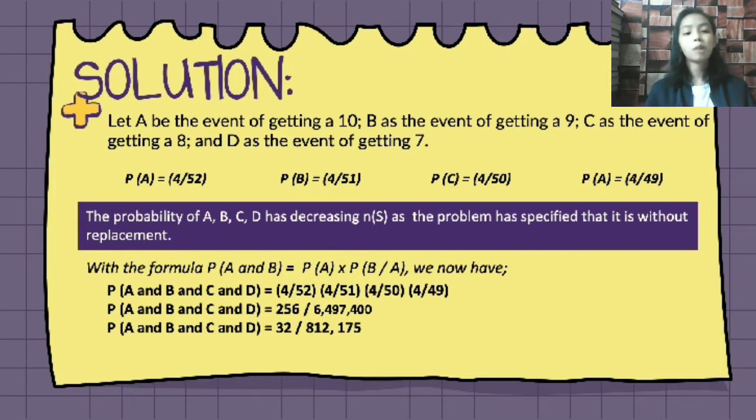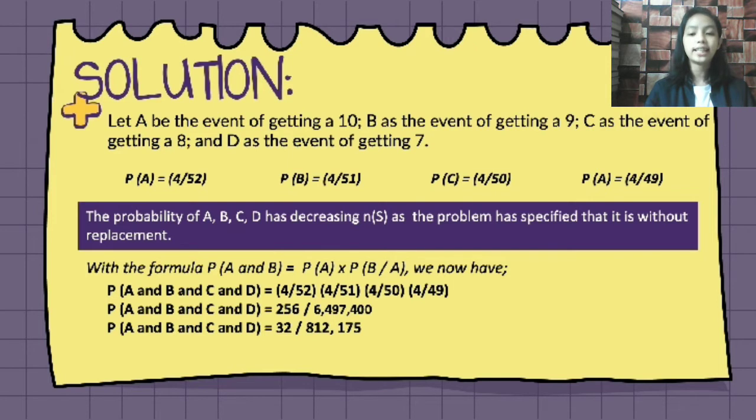Since the problem specified that the selection of cards is without replacement, the events following A are dependent and will have a different number of sample spaces. So we have the probability of B being 4 over 51, since there are 4 9 cards in a deck and 51 as our sample space, since we've already drawn a card from event A.